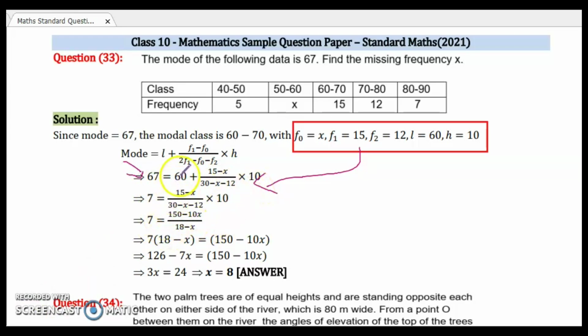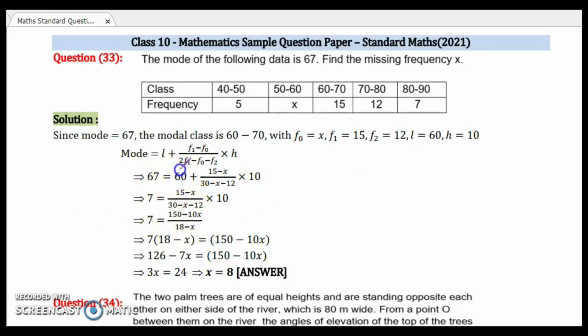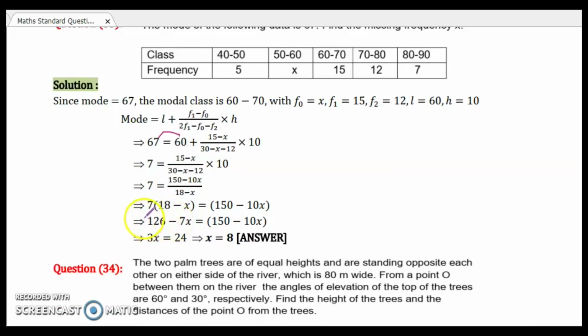I think we can bring this 60 to this side. That is, by reducing this, we are getting 7 into 18 minus x is equal to 150 minus 10x. Come on, further simplify the factors by multiplying this. If you multiply, finally we are getting 3x is equal to 24. That is the missing value. That means the missing value is 8, x is equal to 8. Right? Right.